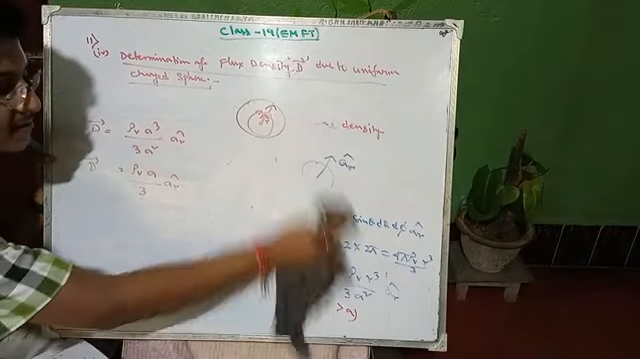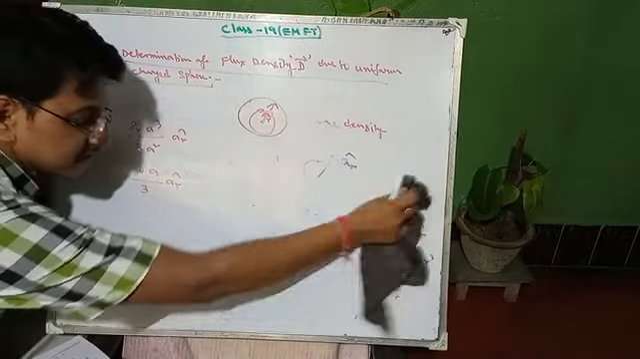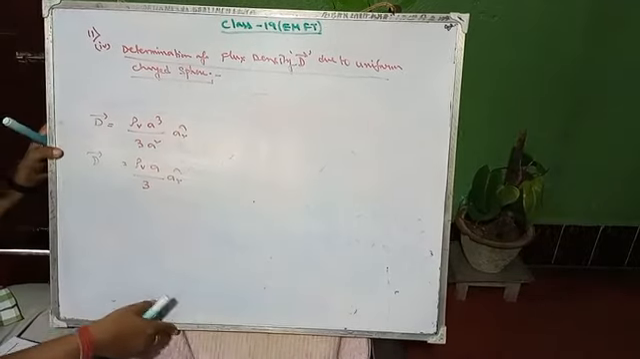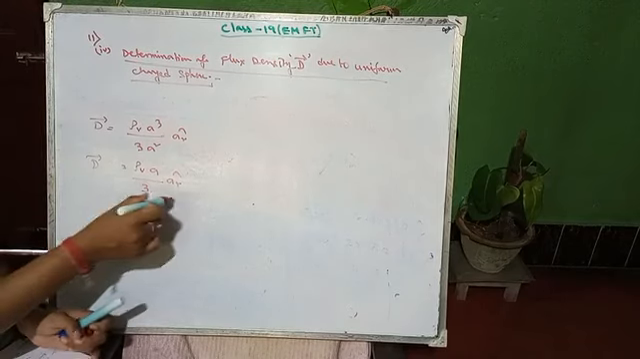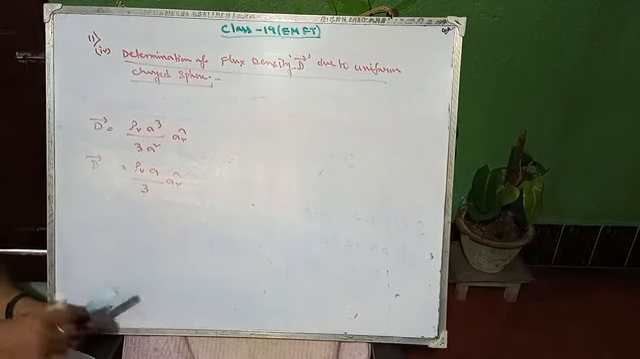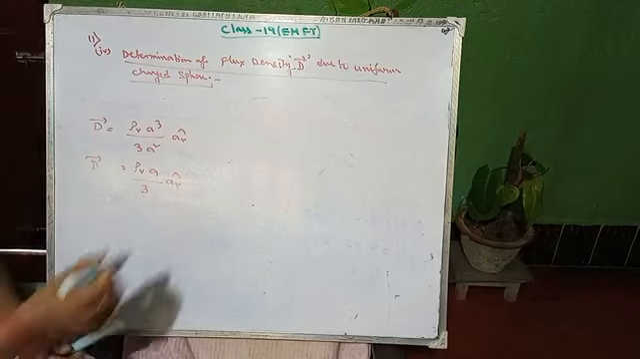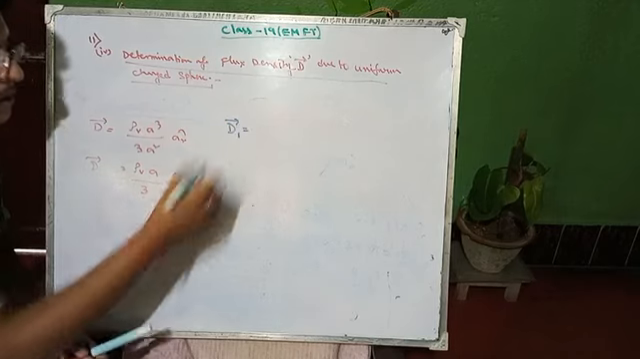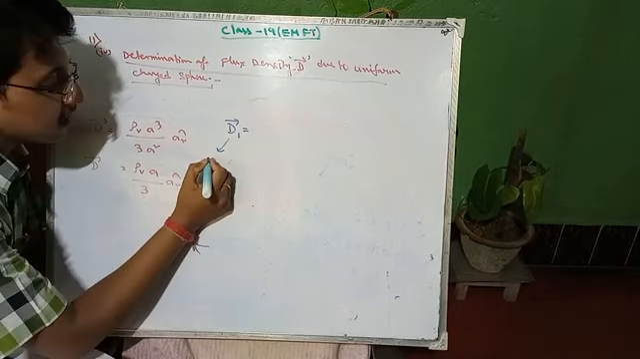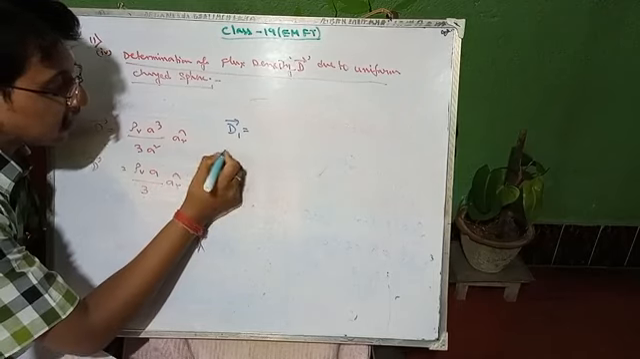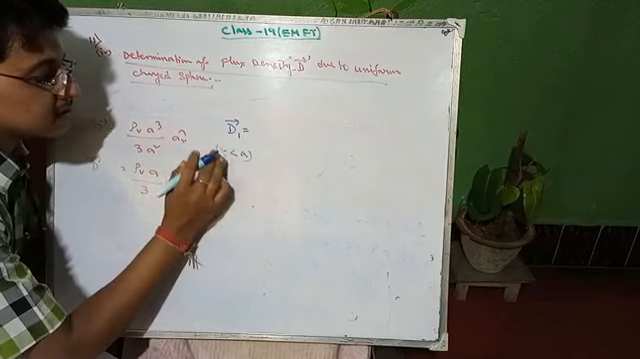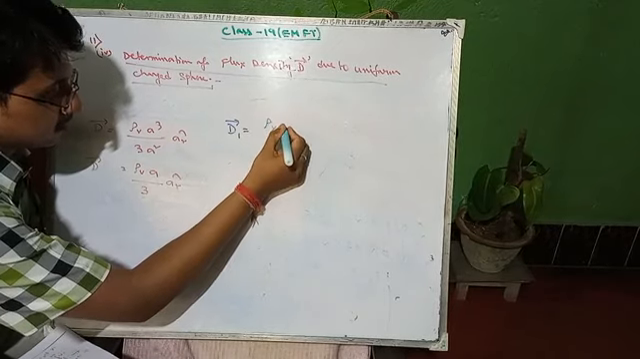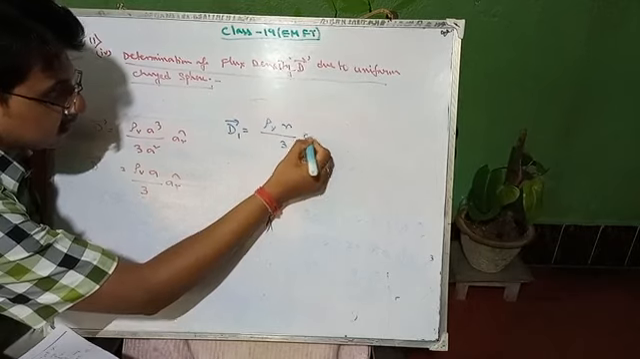When the point is outside the sphere, it will be the second one, when the point is on the sphere, it will be the third one, and when the point is inside the sphere, it will be the first one. So if we summarize, D1 is when r is less than a. D1 equals what? Rho v r by 3 a r cap.